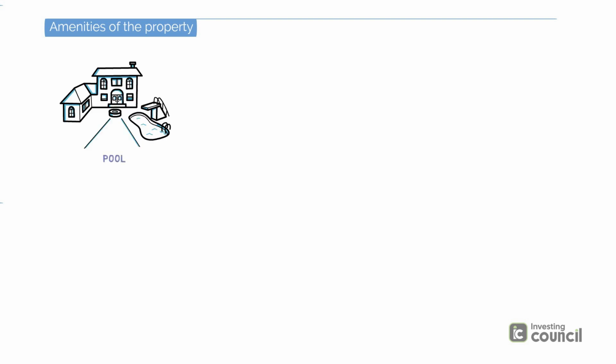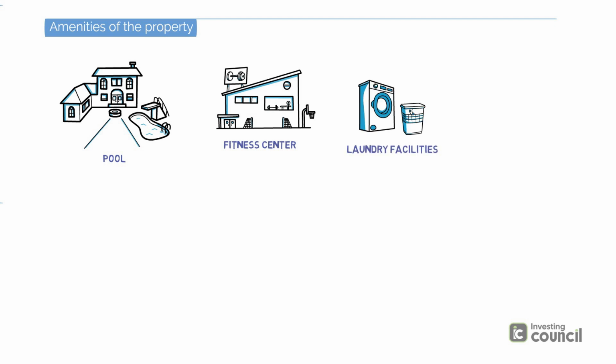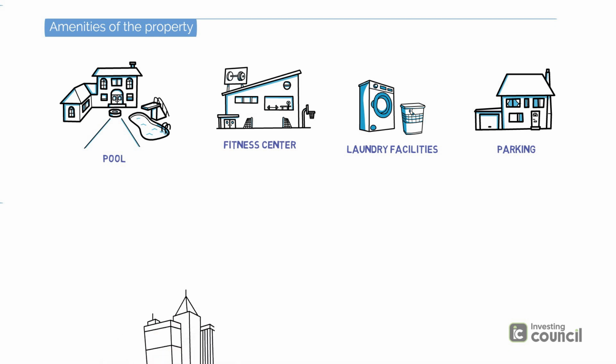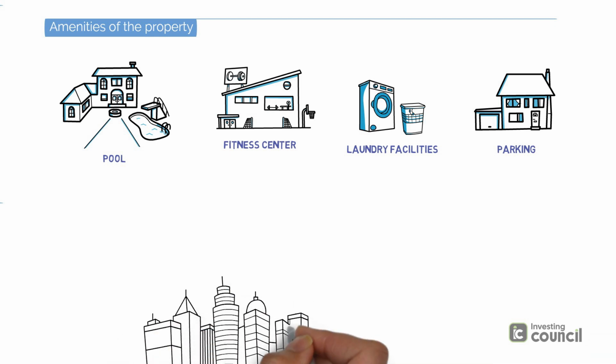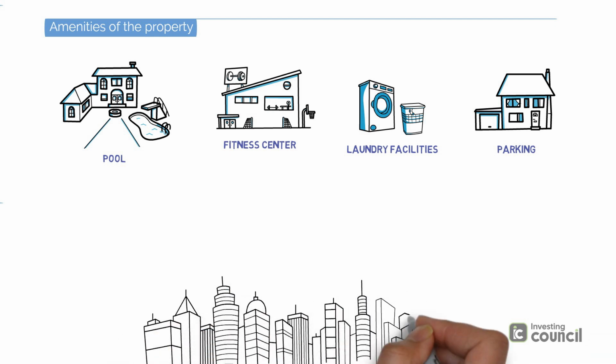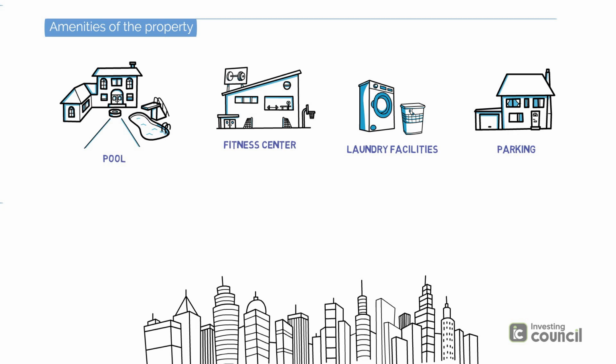Consider any amenities offered by the property, such as a pool, fitness center, laundry facilities, or parking. Properties with desirable amenities are more likely to attract and retain tenants, which can result in higher occupancy rates and rental income. Also, you need to assess the competition in the area, including other multifamily properties and single-family rental homes. Properties in areas with low competition may be more attractive to tenants and generate stronger rental income.